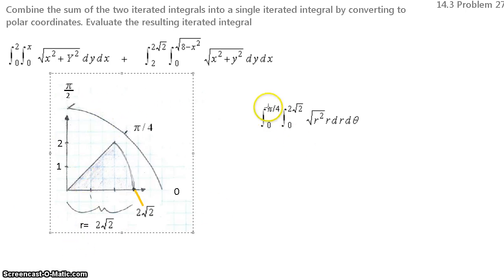Alright. So, again, 0 to pi over 4 is going to be our value for theta, right here. And then 0 through 2 root 2 is going to be our radius. We don't have a chunk out of the center or anything, so it's pretty standard, 0 through 2 root 2. Then the only thing that's left is to convert the function that we're actually integrating over, and that's going to be root r squared times r, which we're going to simplify a little bit in a second. But it's nice to see it in this form because it makes it really easy to see what we're taking out of this to get that.